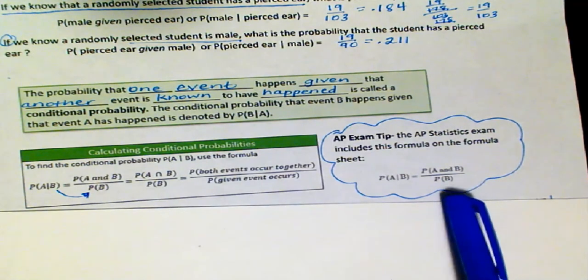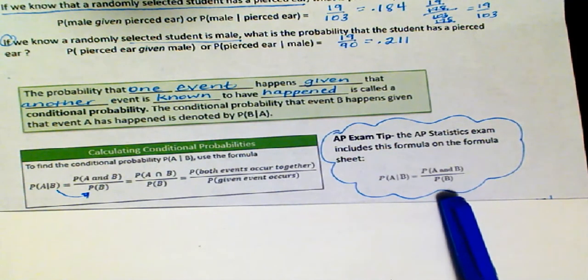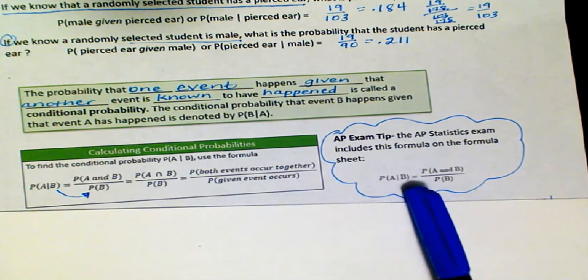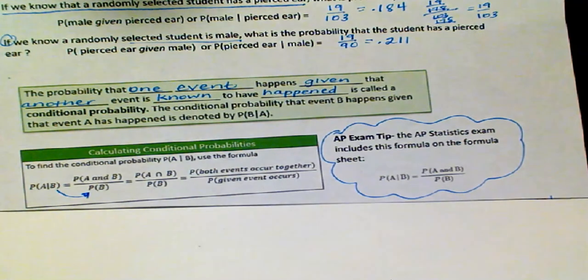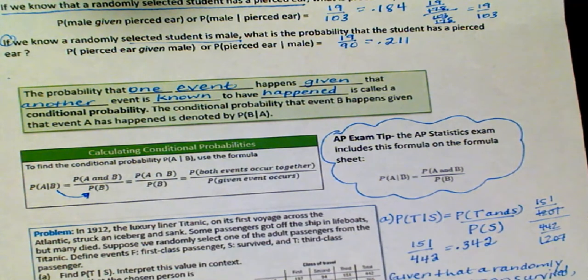This is how you will see it on the formula sheet. If you go look under probability, this is the conditional probability formula. Now, you don't have to use A and B. You can use other letters if it helps you.